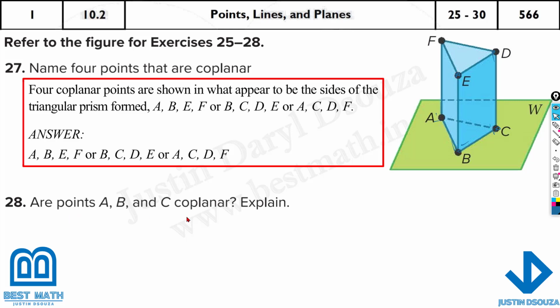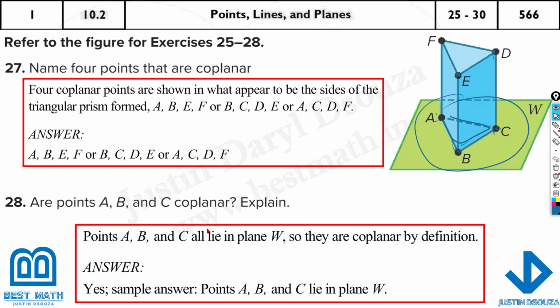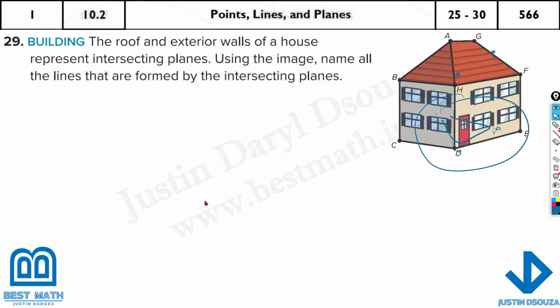Are points ABC coplanar? Let's see ABC, where is it? Oh yeah, because they are in the same plane, isn't it? They are in the plane W over here. ABC, yes, they are coplanar. Yes. And now here we have a figure.